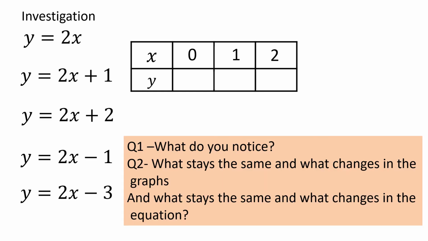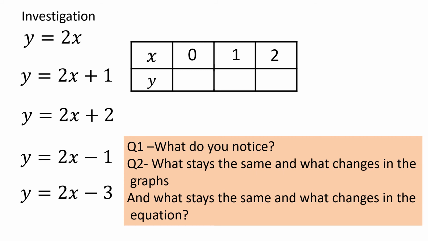So here we've got an investigation that we can carry out. If we plotted the graphs that we have been given, we can either use our table of values as suggested in the slide, or we can use our knowledge of gradient and y-intercept to plot them, and then we can see what we notice. So what stays the same and what changes in the graphs, and what stays the same and what changes in the equations. If you would like practice plotting these graphs and doing the investigation yourself, then feel free to pause the video now and do that.